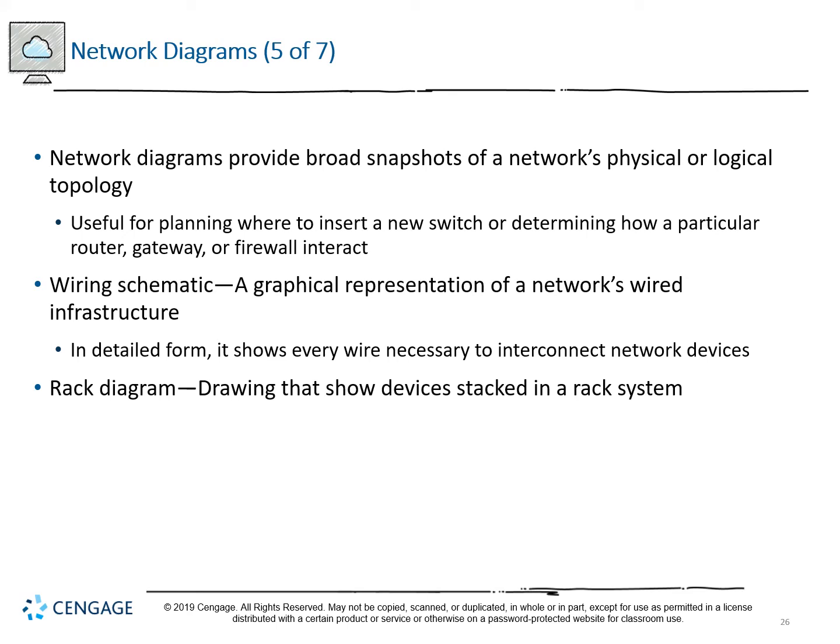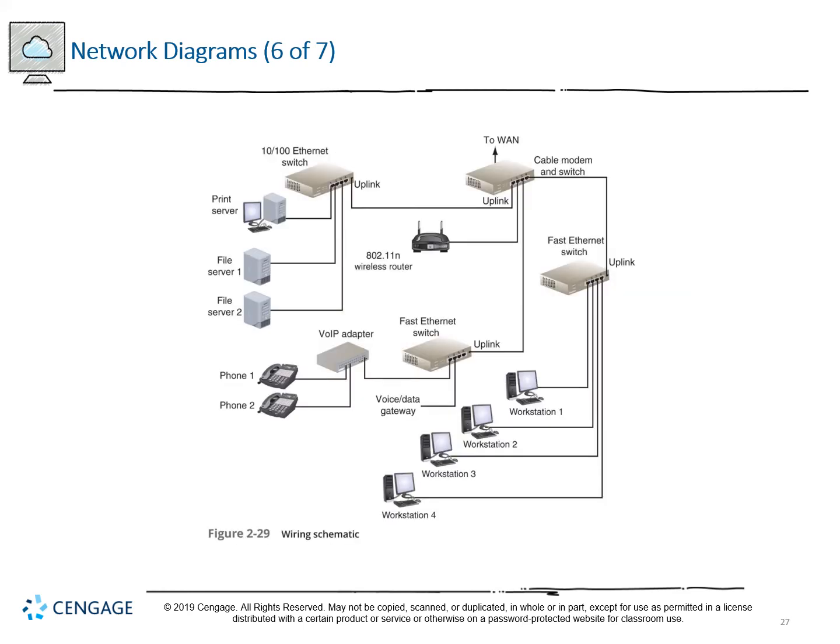Rack diagrams show devices stacked in a rack system. So you would see a vertical rectangle that would show the different layers of a rack where something might be positioned. You'd have a UPS down at the bottom or similar.